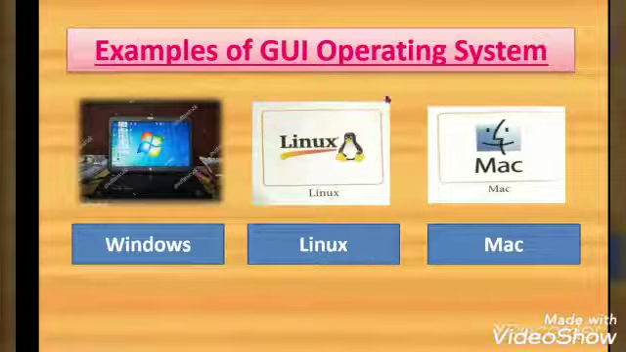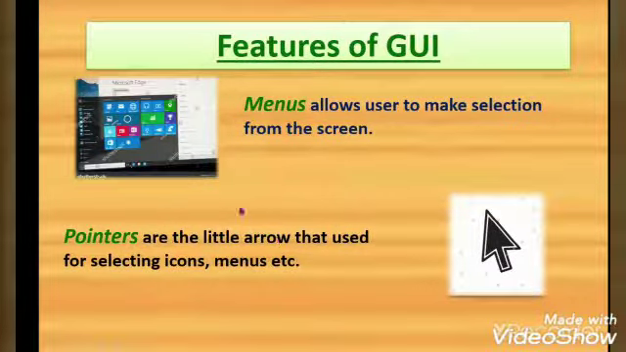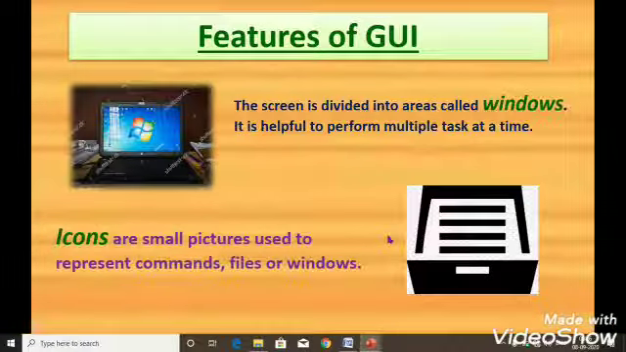So what are the examples of GUI operating systems? The first one is Windows, the second one is Linux, and the third one is Mac OS. These are all operating systems. So what are the features of GUI? Now we will talk about the features of GUI.